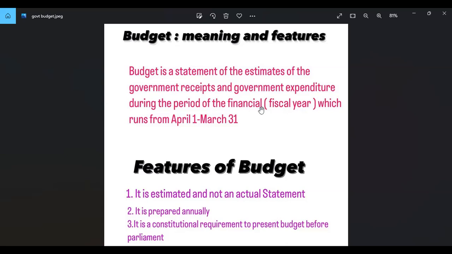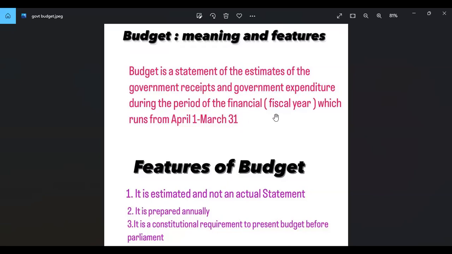Financial year means a whole year, and from April 1 to March 31st. This is a financial year. So one MCQ can be over here: financial year is from when to when? It is basically from April 1 of this year to March 31st of next year.